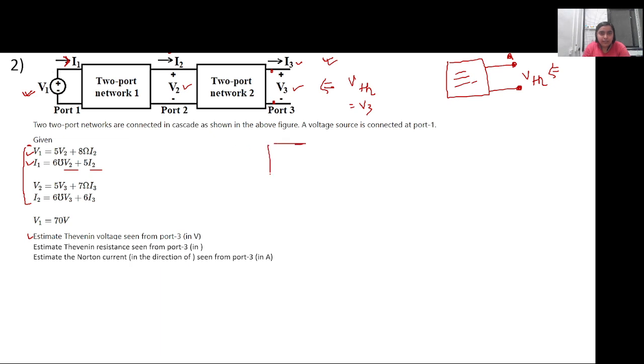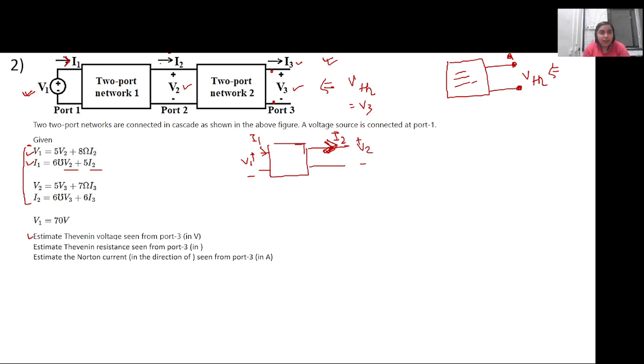So in case you have forgotten, I'll just refresh your memory. So this is the V1, this is I1, this is V2, and this is I2. Please note that I2 is in this direction. Earlier we were considering the current in the reverse direction.